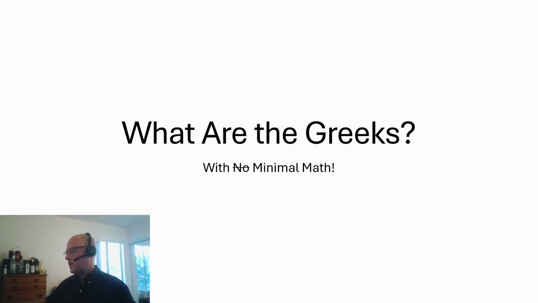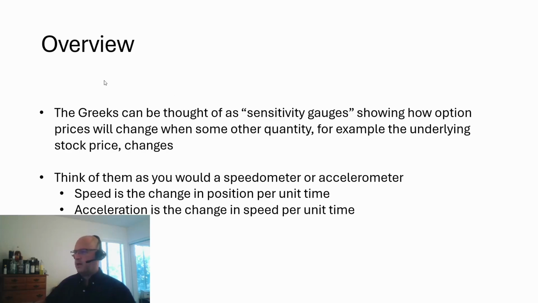So what exactly are the option Greeks? And I'm going to use as little math as possible here. The option Greeks can be thought of almost as sensitivity indicators. They will tell you approximately how much an option's price will change when some underlying quantity, for example, the stock price, changes. So it can give you an estimate of the change in price of an option given the change in some other quantity. You can draw an analogy between speedometers or accelerometers, for example, in a car.